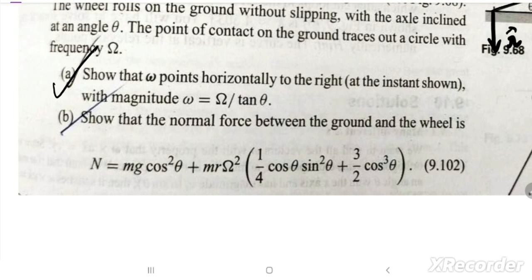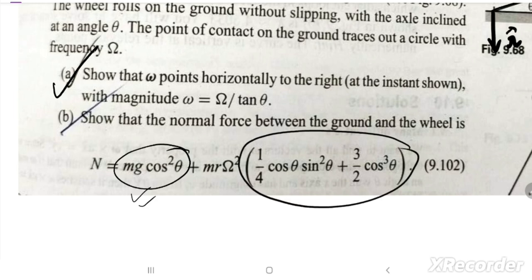This says that you have to show that the normal force between the ground and the wheel is N, which is equal to mg cos square theta plus mr omega square, and this big trigonometric expression. Let me tell you one thing: deriving this portion is very easy, but deriving the trigonometric one is a little tougher. You need to have a greater understanding of the angular momentum vector.